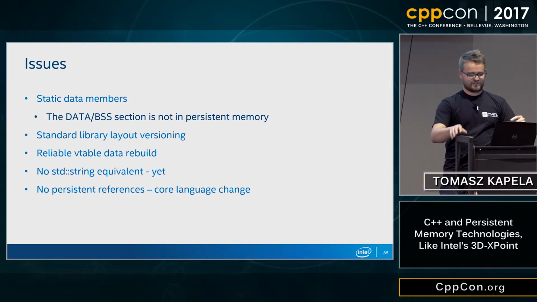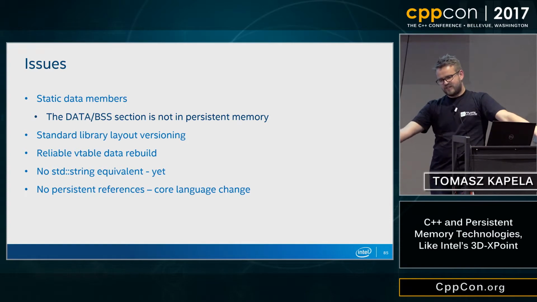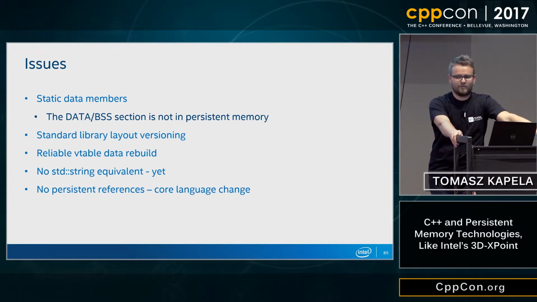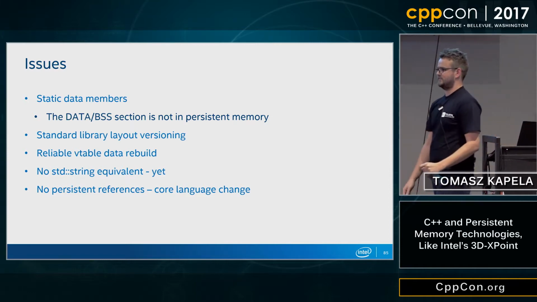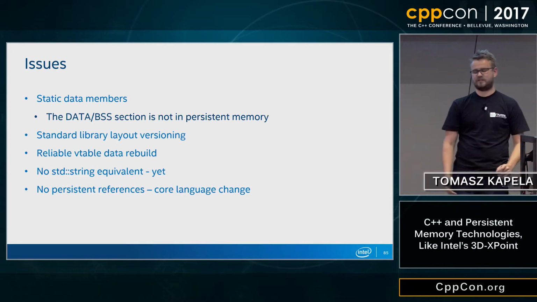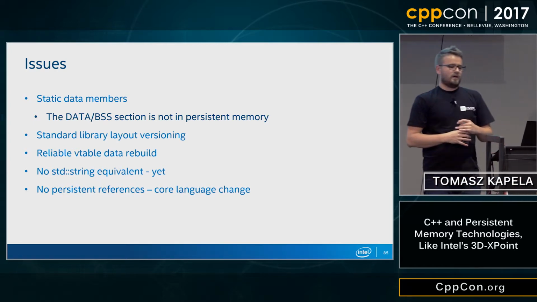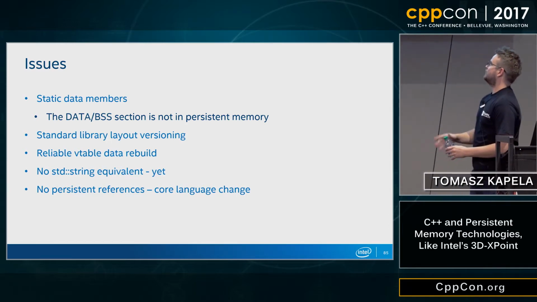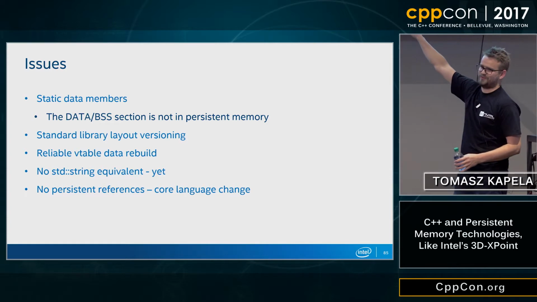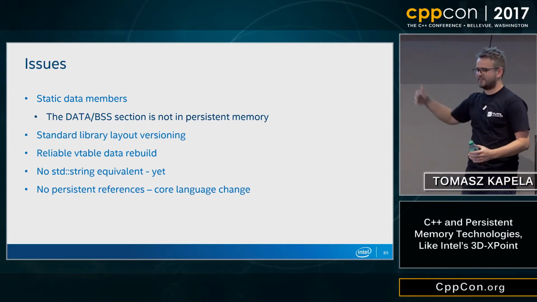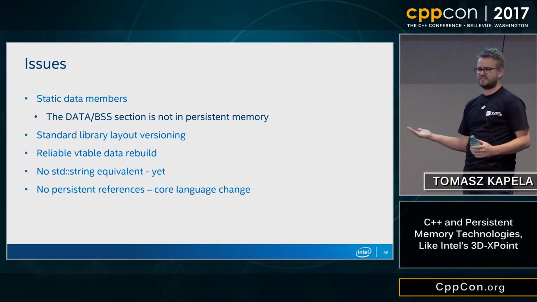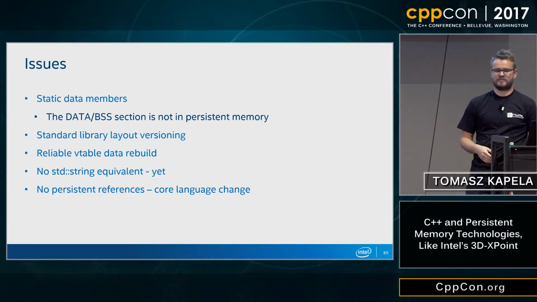I'm going to leave the versioning till the end. I already mentioned the vtables, so we don't support polymorphic types. We have no std string because the standard explicitly says that the type of the character held by the std basic string has to be a basic type. So a P template doesn't really cut it. It's not a basic type. So by default, std string cannot be used with our allocator. And there are no persistent references. I just put it there because we didn't do any core language changes, and we don't want to. That's a lot of fighting with the committee, I suppose. So if we don't have to, I mean, we get by without persistent references.